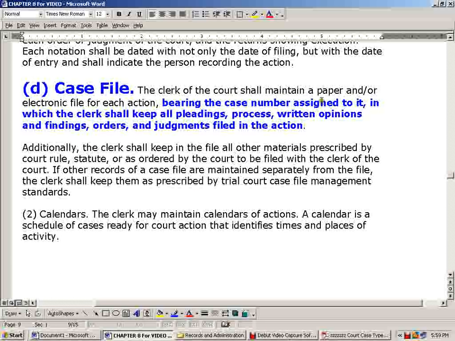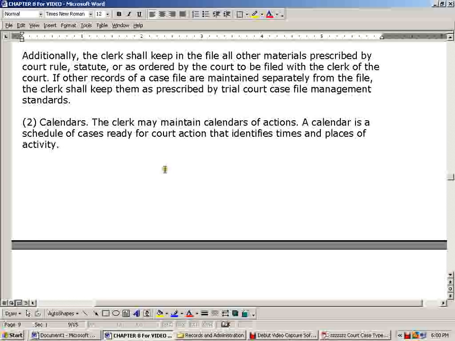Right? All pleadings, process, written opinions, warrants, writs, things like that. That's the process. All that stuff has to be in there. Right? Are you getting that in what you're asking for? No, you're going and asking for the docket. I want the docket entries. They don't have a docket.